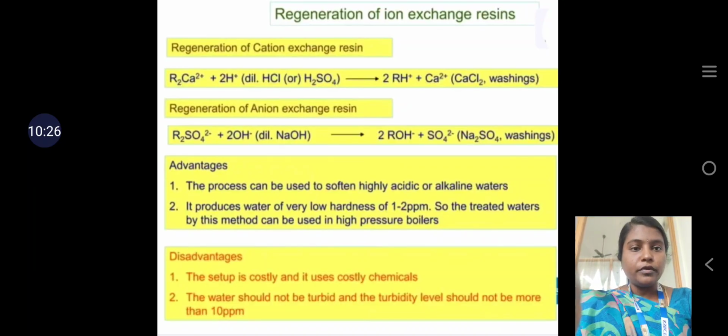Thank you. Now we all can easily understand the mechanism, the chemicals, and the chemical reactions involved in this ion exchange process, and why it is an efficient method. All those things we can clearly understand by this.